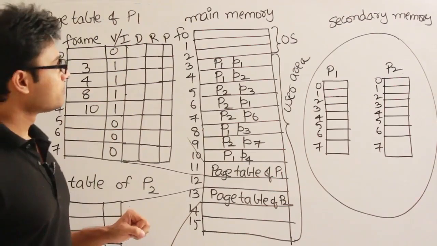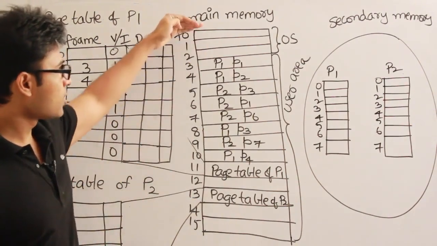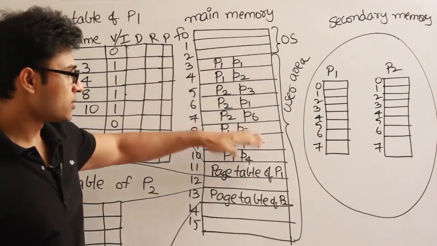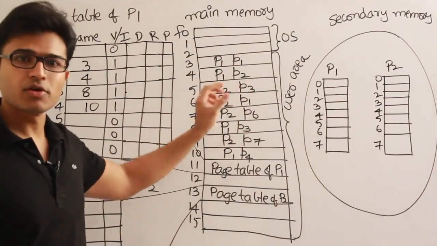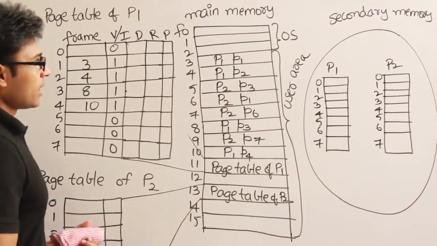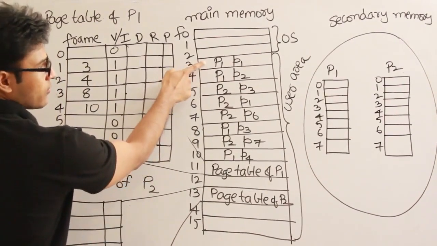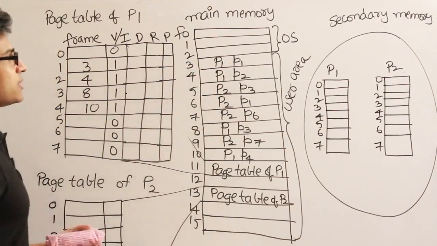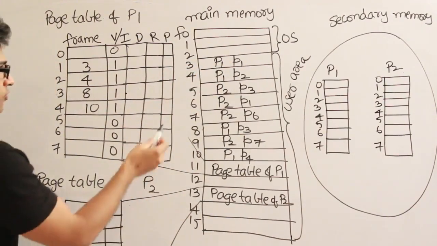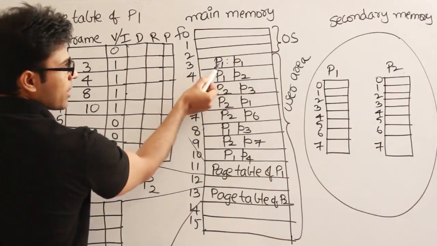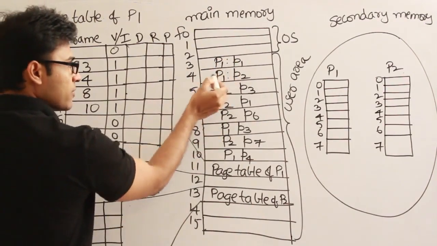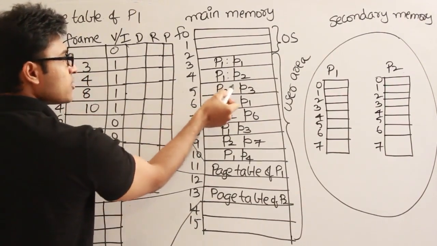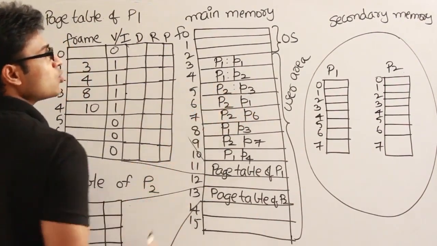Now, once the operating system has decided about the boundary, that this is the system space and this is user space, in the user area the processes are going to be loaded. Now watch it. Frame number 3 is loaded with page number 1 of process 1. Capital P means the process, small p means the page. Therefore frame number 3 is loaded with page number 1 of process 1, and frame number 4 is loaded with page number 2 of process 1, and frame number 5 is loaded with page number 3 of process 2, right?